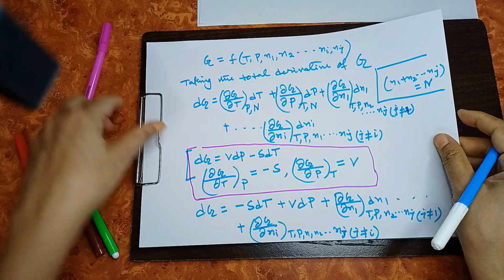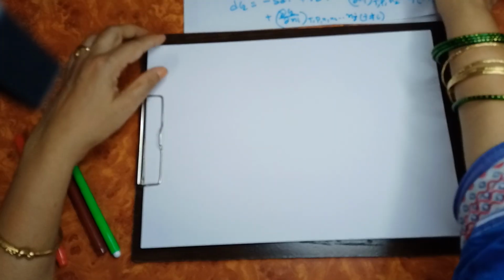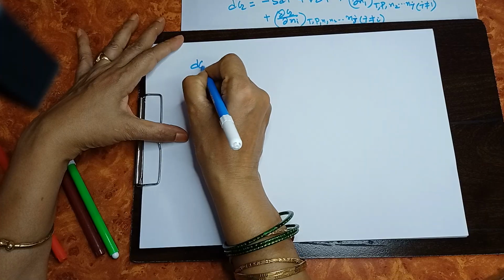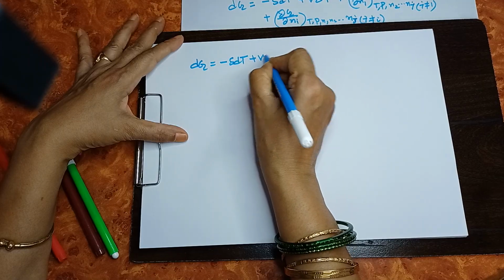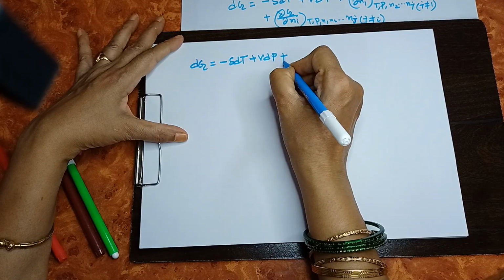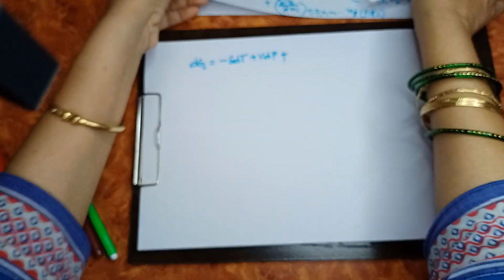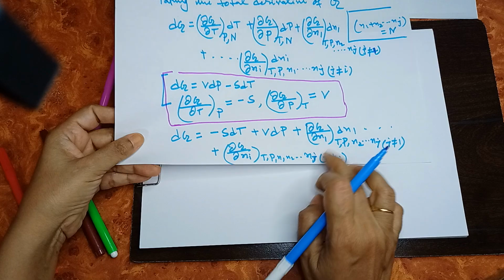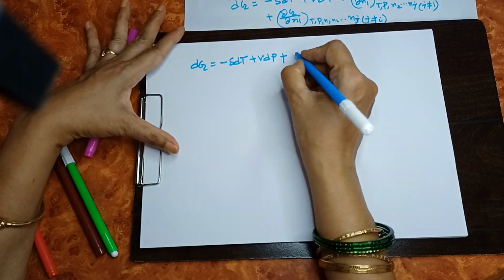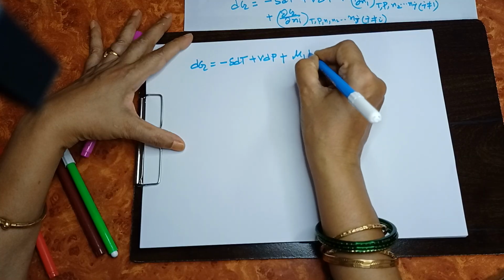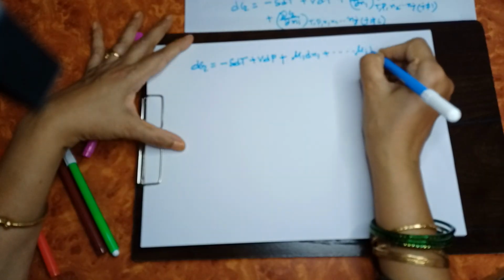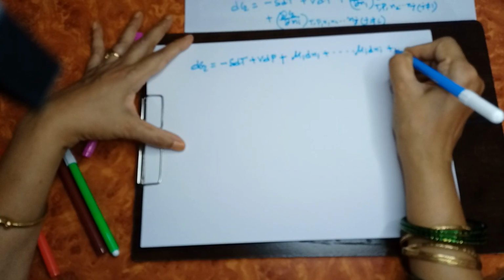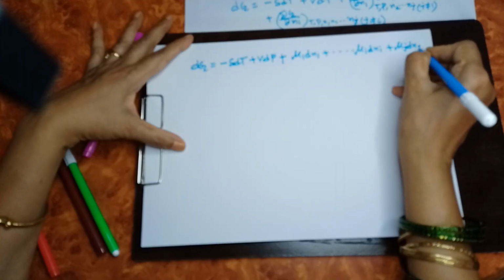So what can I write then? Then I can write dG is equal to minus S dT plus V dP plus, in place of del G by del N1, I can write mu1, the chemical potential of the first component, mu1 dN1, plus mu i dNi, plus mu j dNj. We can write it now.